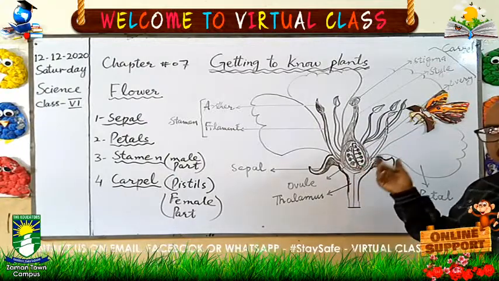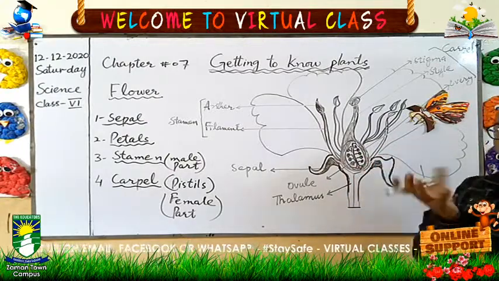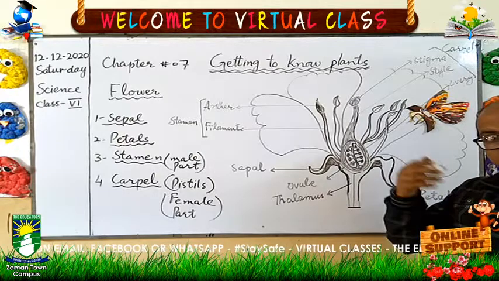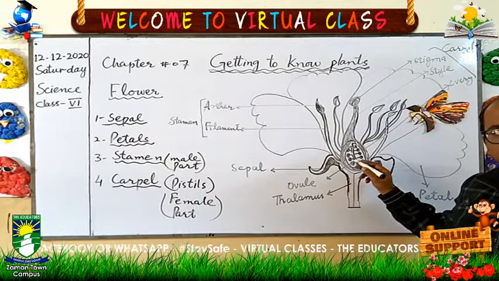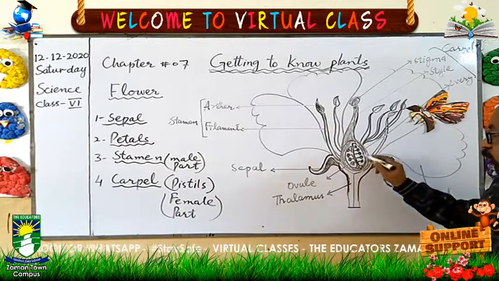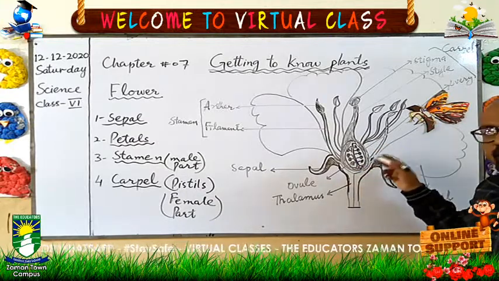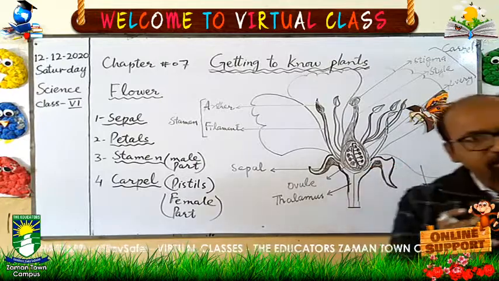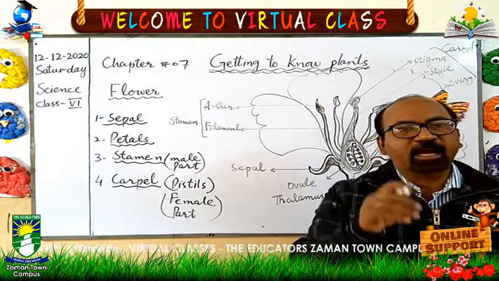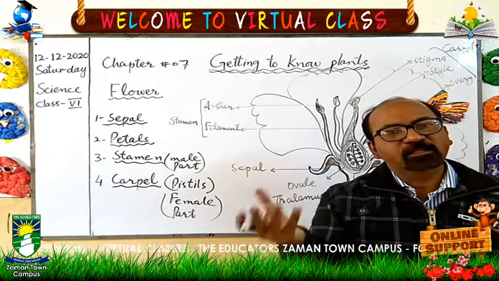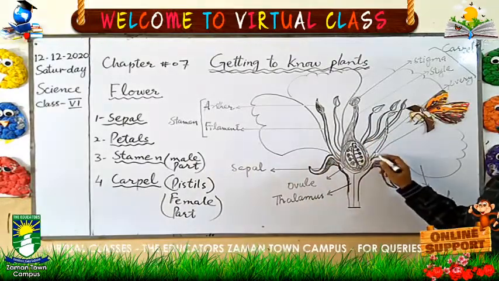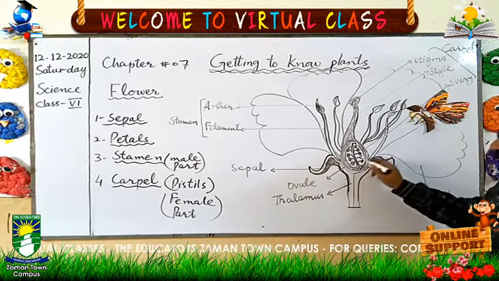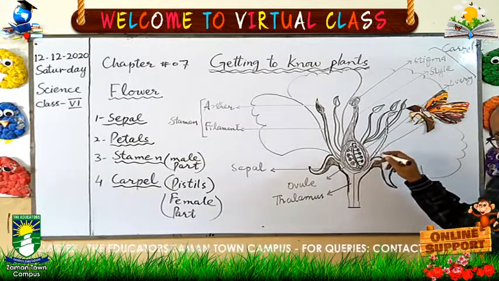After that the ovary starts to increase in size, and this ovary changes into fruit, and the ovules are changed into seeds. This is the reason that seeds are enclosed inside the fruit, because the ovules have changed into seeds.